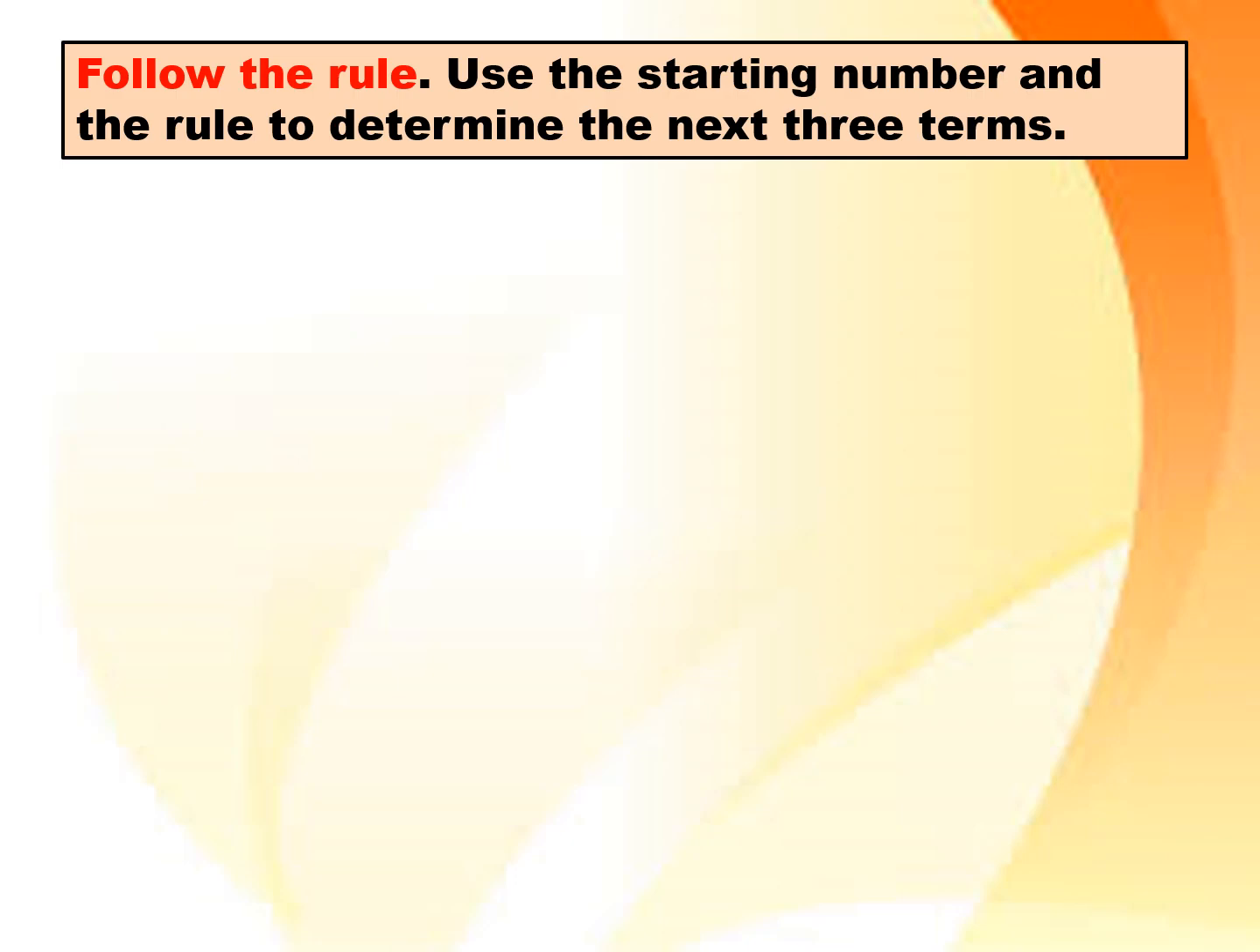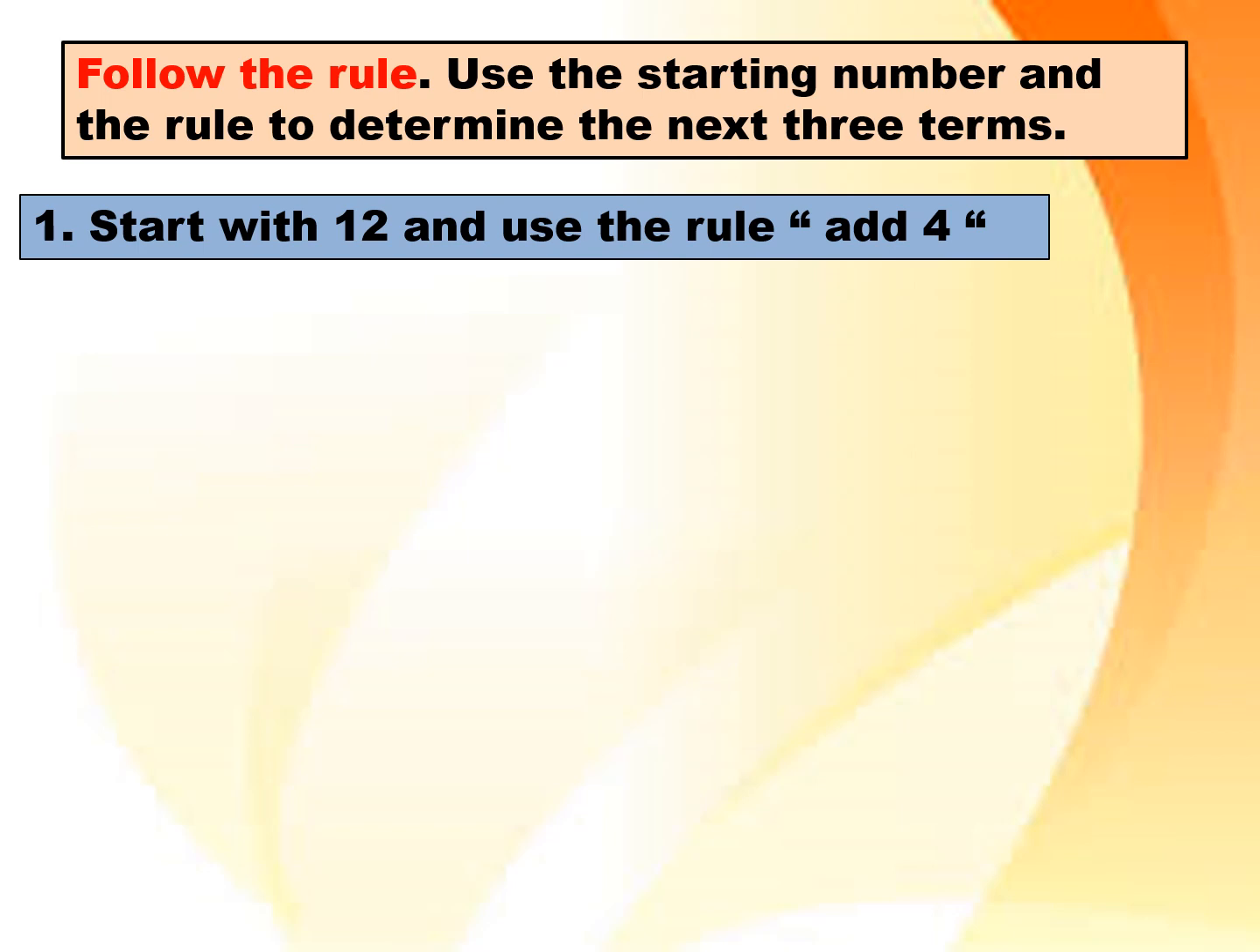Let us have another activity called Follow the Rule. Let us use the starting number and the rule to determine the next three terms. To start off, we have 12 and use the rule add 4. So the starting number is 12 and let us add 4 to identify the next three terms. The numbers would be 12 plus 4, 16, 16 plus 4, 20, and 20 plus 4, 24. Therefore, we have 12, 16, 20, and 24.